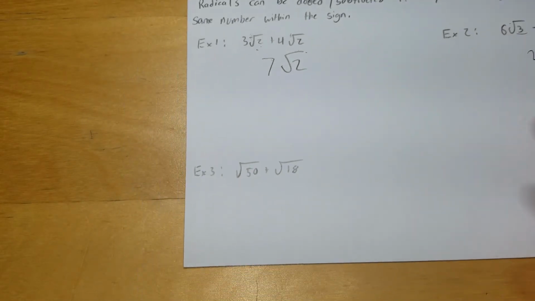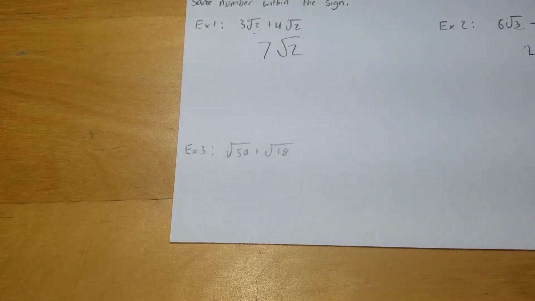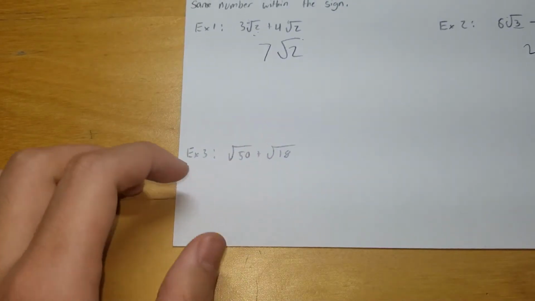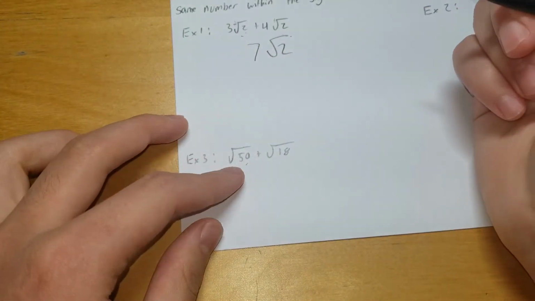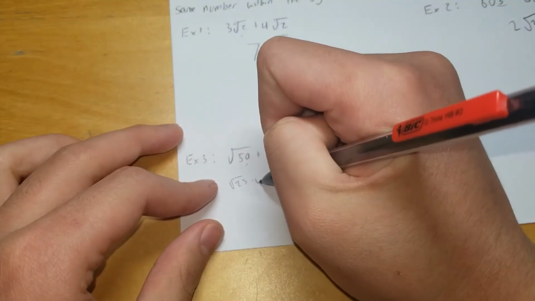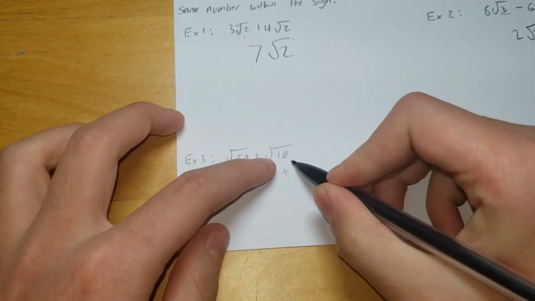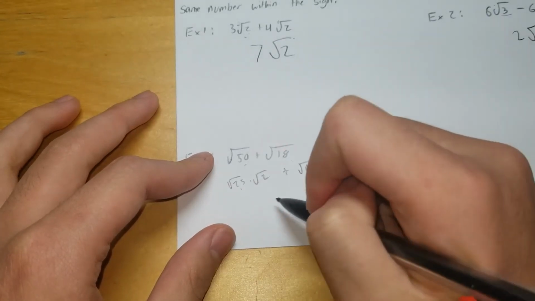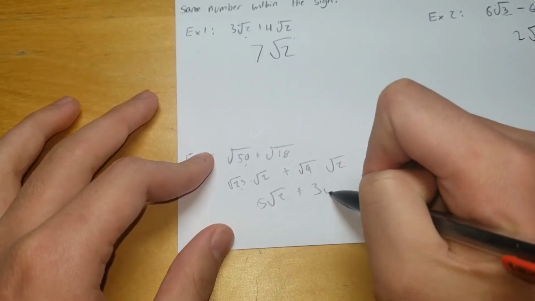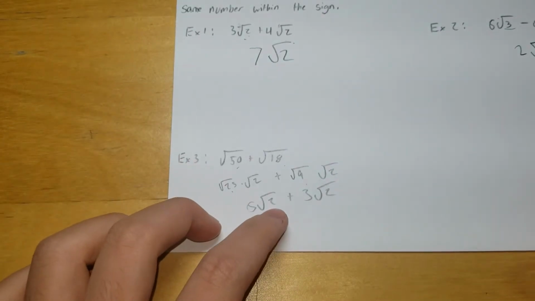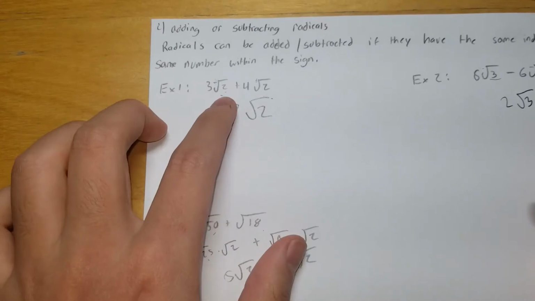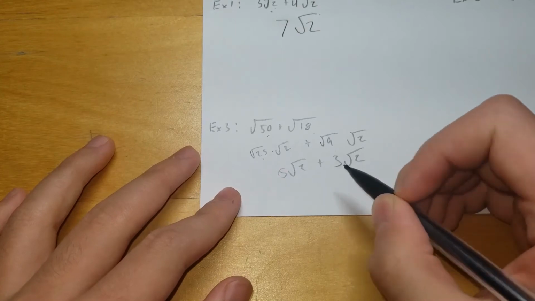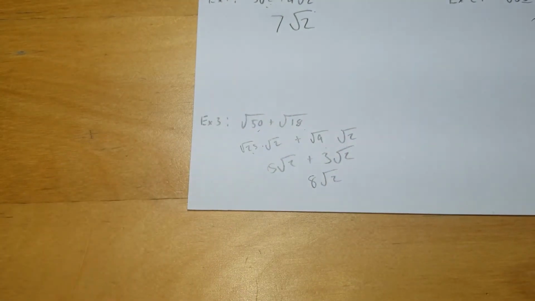In some cases, you may get a more complicated problem, and you have to simplify these on your own first before adding. So the factors of this would be radical 25 times radical 2 plus, and then the factors of the other, which would be radical 9 times radical 2. Simplified further, 5 radical 2 plus 3 radical 2. In this case, it becomes the same as the previous problem. So again, you just simply add: 5 plus 3 equals 8, so 8 radical 2. That'll be your final answer.